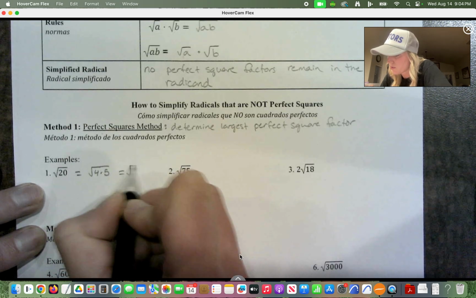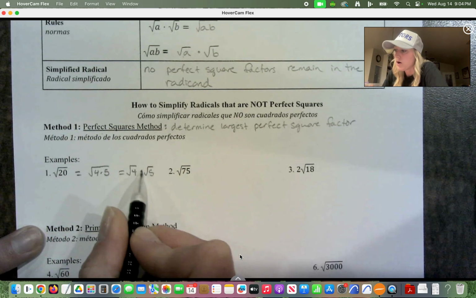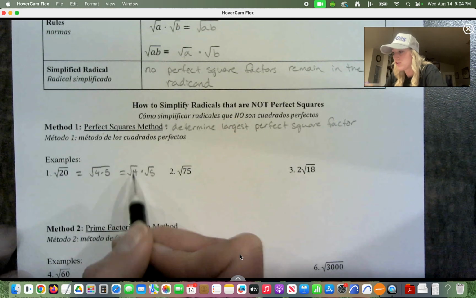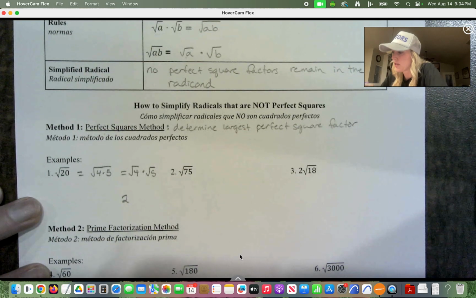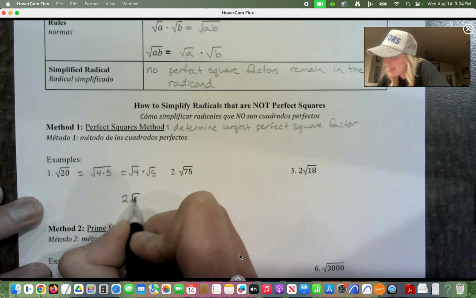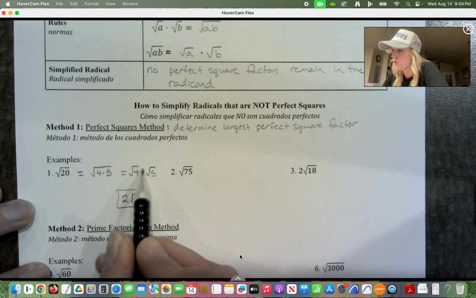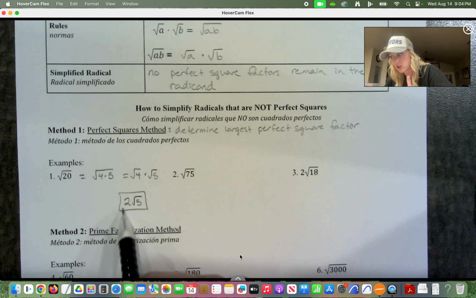And I can do this with multiplication. I can break it into two different radicals. Well, the reason why that's helpful is I know the square root of 4. That's a perfect square. Square root of 4 is just 2. Square root of 5 is not a perfect square. We're going to leave it like this. This is a simplified radical. We pulled out this perfect square factor and simplified it to just 2.